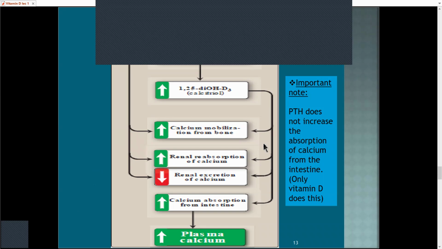Here, a critically important note. PTH, parathyroid hormone, does not increase the absorption of calcium from the intestine. Only active vitamin D, the calcitriol, performs this specific function. PTH, parathyroid hormone or parathormone, acts on bone and kidney, but it needs vitamin D to complete the job of raising blood calcium via intestinal absorption.